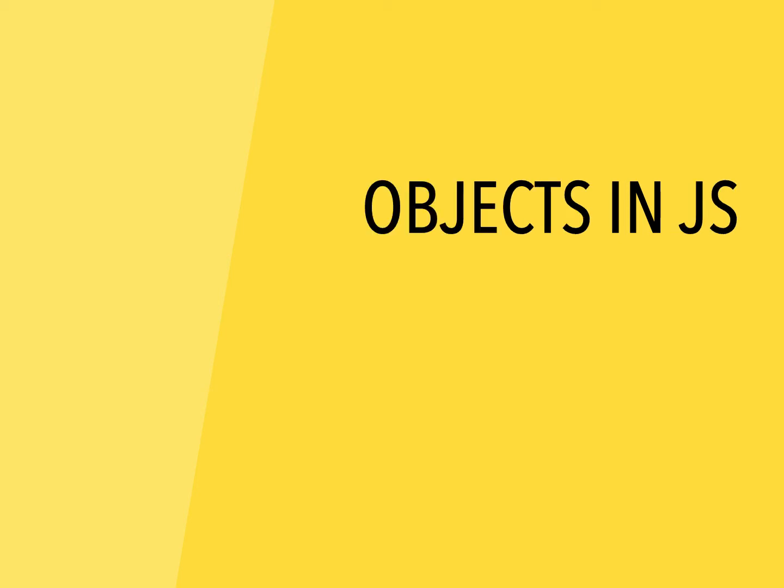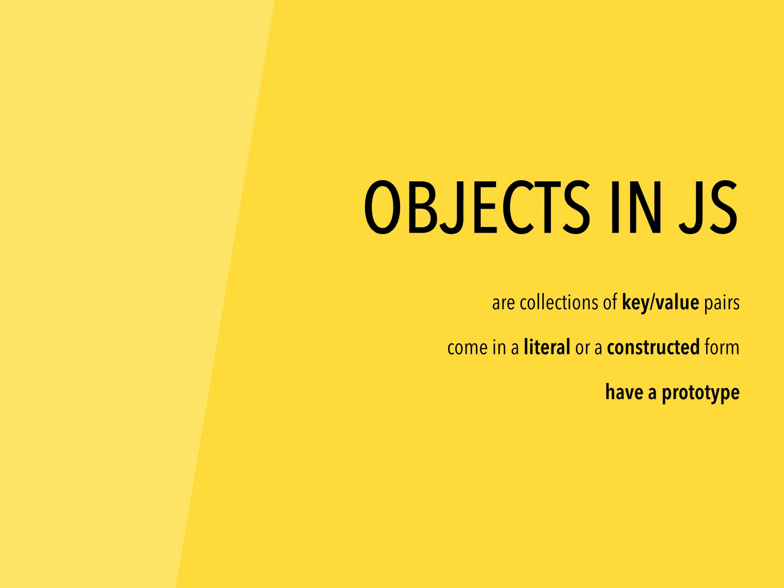So almost everything in JavaScript is an object. And what are objects in JavaScript? Basically, they are collections of key-value pairs, and you can declare an object in JavaScript with a literal or a constructed form, and every object has a prototype. The literal form is the easiest one, the one that everybody knows. So for example, here I'm just declaring an object car with a property color equal to red.